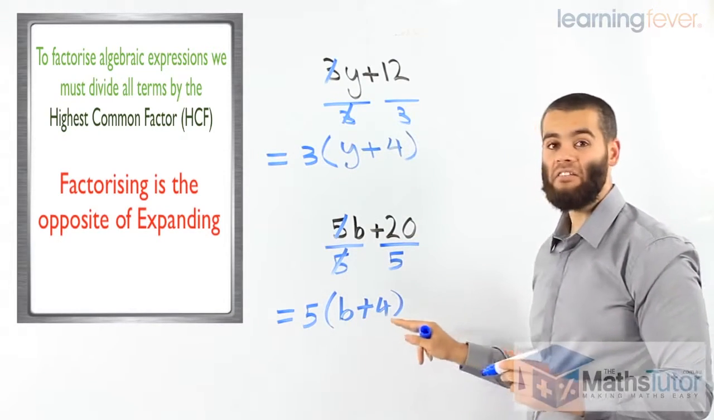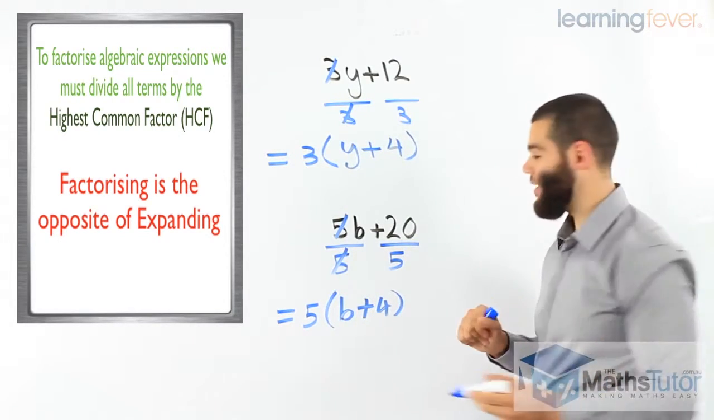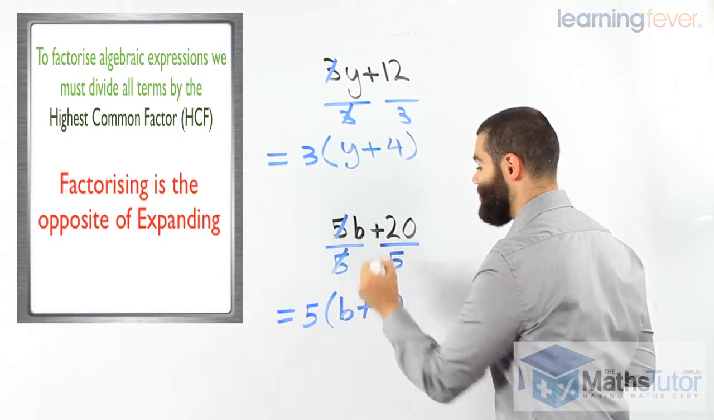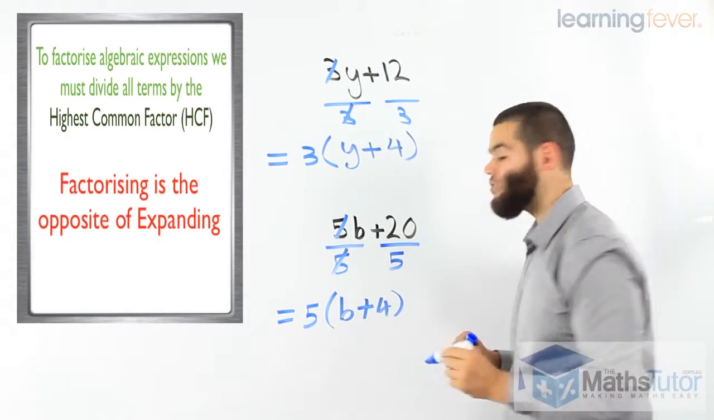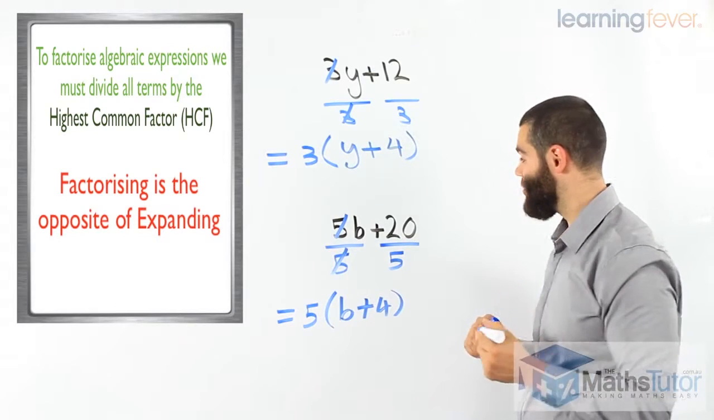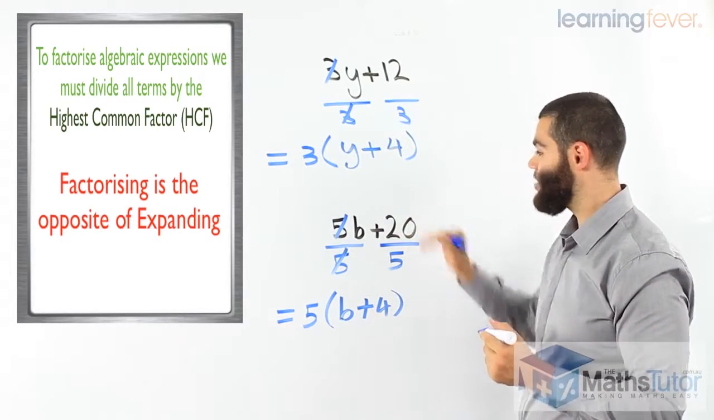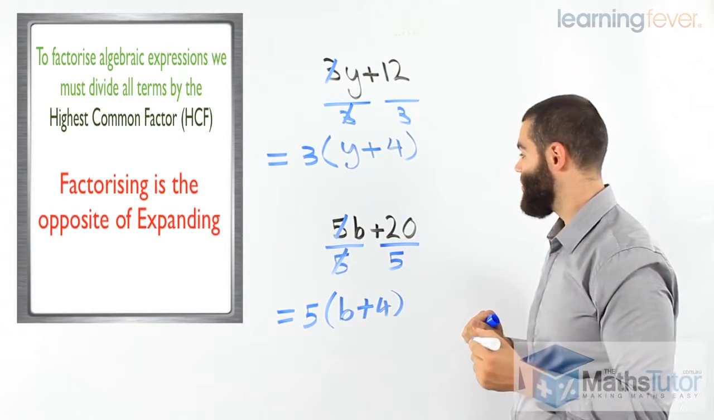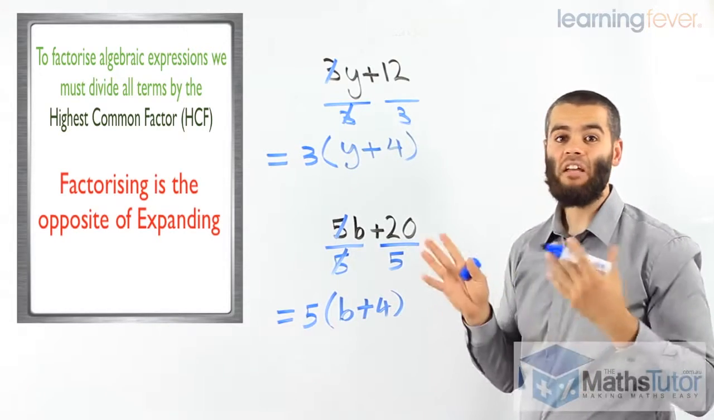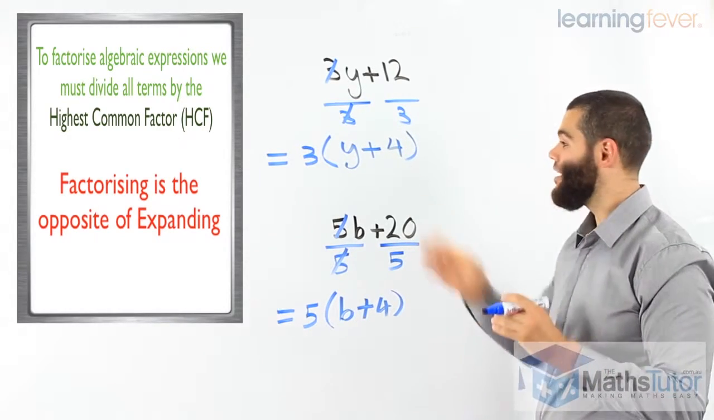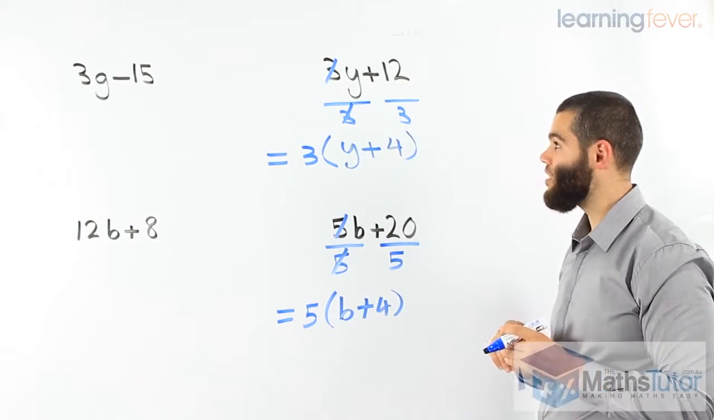This is our answer. We want to check, is it correct? 5 times b, 5b, 5 times 4 is 20. Correct. We factorized correctly because we checked, and we can actually go back and see we got the same thing. So factorizing is the opposite of expanding. Let's do 2 more examples as well.